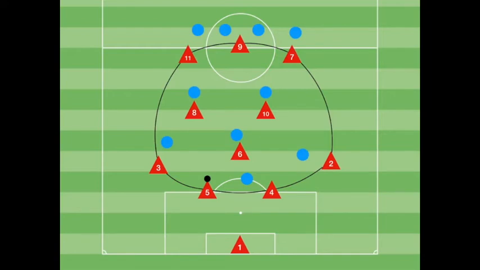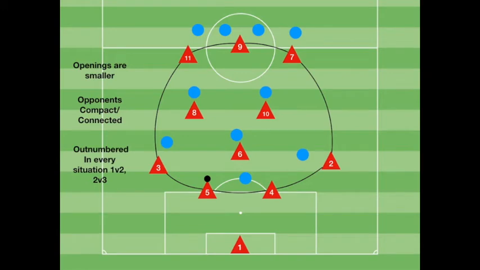Now imagine we have opponents or defenders added to the mix in the field. Their openings are smaller because we are pretty much putting a compact shape in our team in our spacing on the field. Opponents are compact and connected. We are outnumbered in every situation, 1v2 or 2v3, and there's less time or space to control the ball without pressure.